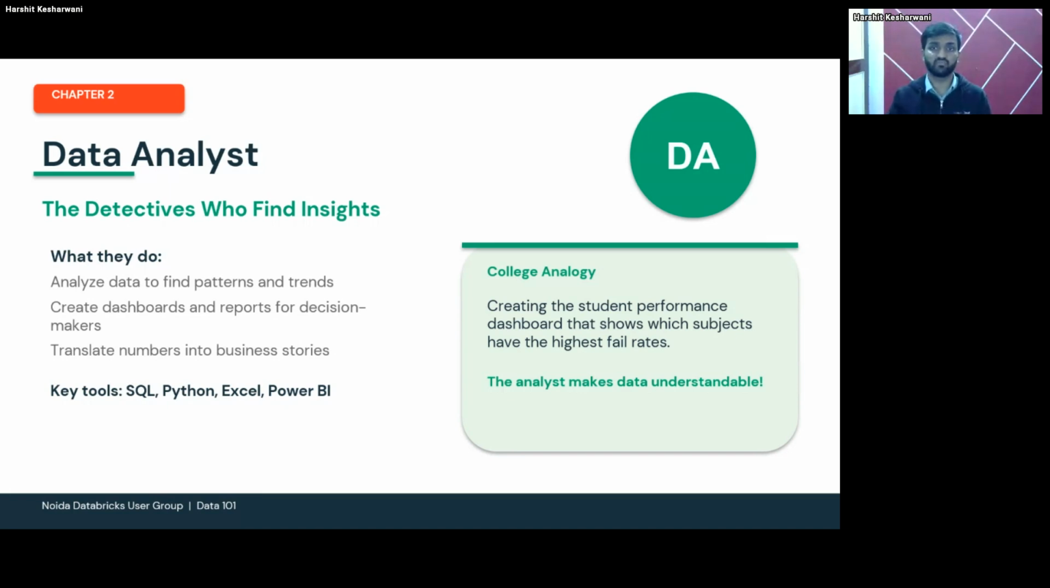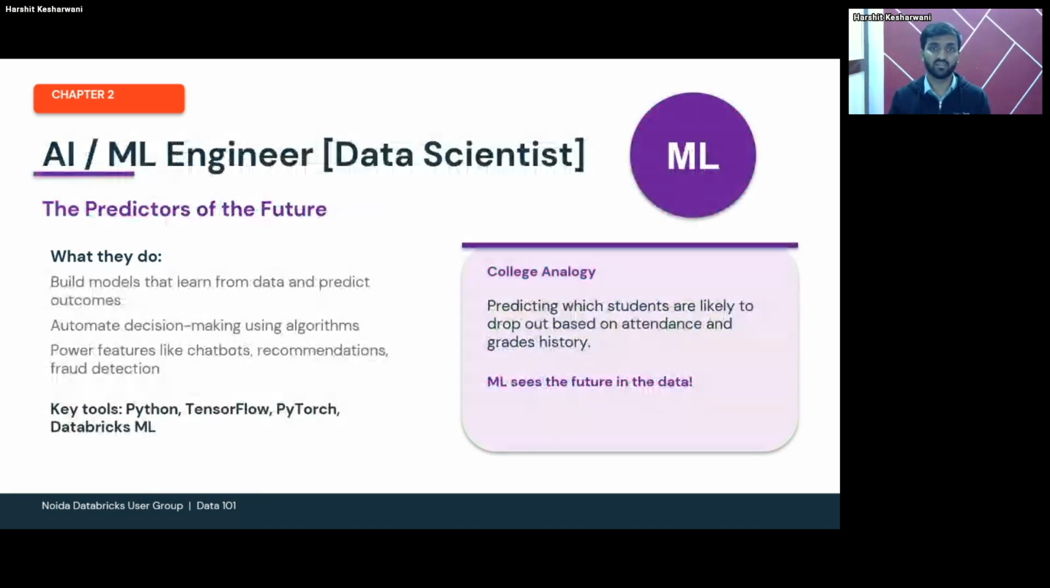And the third one is data scientist. People think this is one of the hottest jobs these days. Of course, it is hot because everyone is talking about data, AI, Gen AI. So yeah, data scientist is one of the most prominent roles these days. So let's understand what exactly data scientists do and how they do it.